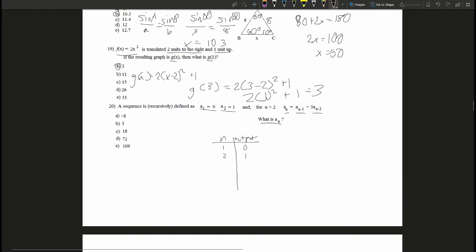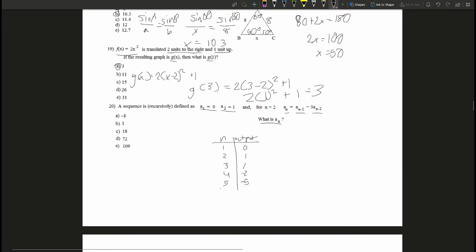So then we know that a sub 3 is going to be equal to a sub n minus 1. So that's going to be 2. So equals a sub 2 minus 3 multiplied by a sub 1. But in this case, that's just going to equal 1 again. Now for a sub 4, we're going to follow that same rule. That's going to end up being 1 minus 3, so that's negative 2. For a sub 5, that's going to be negative 2 minus 3, so that's going to be negative 5.